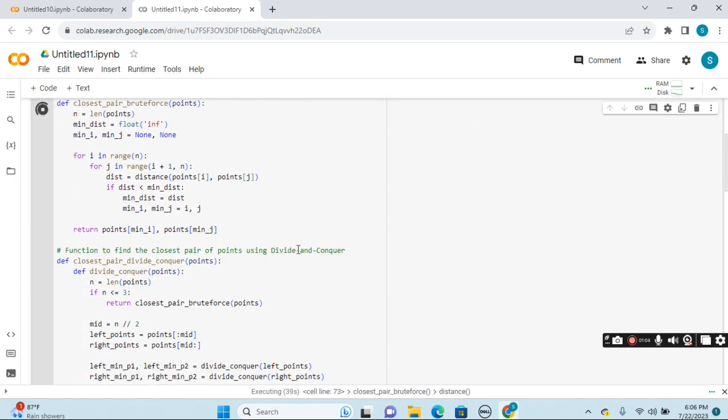Function to find the closest pair of points using divide and conquer algorithm. This function finds the closest pair of points using divide and conquer algorithm. It is implemented as a recursive function. The divide and conquer function is a nested function within the closest pair divide and conquer. It takes a list of points as input. If the number of points in the list is 3 or less, it directly calls the closest pair brute force function to find the closest pair among these points using the brute force algorithm.